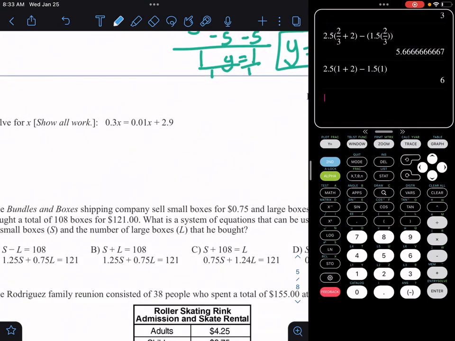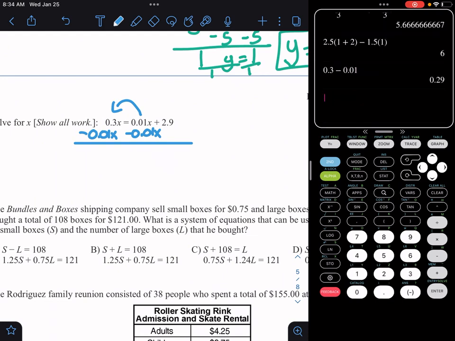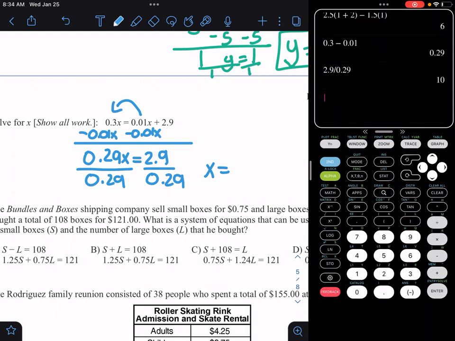Solve this. Hopefully I can solve this better. Bring the x over. So minus 0.01x minus 0.01x. 0.3 minus 0.01 equals 0.29x, which equals 2.9. And now to get rid of the 0.29, we're going to divide. And we get x is equal to 2.9 divided by 0.29 equals 10.